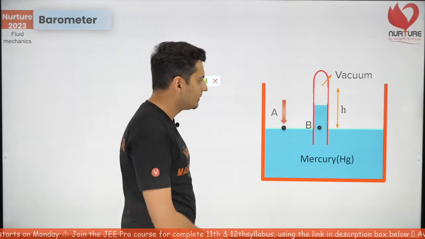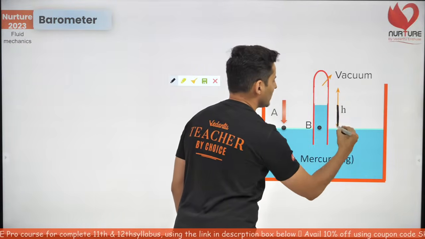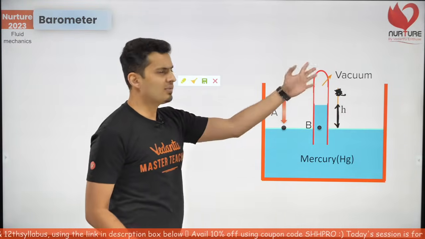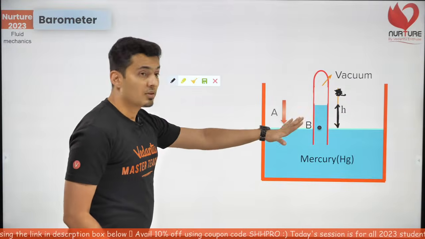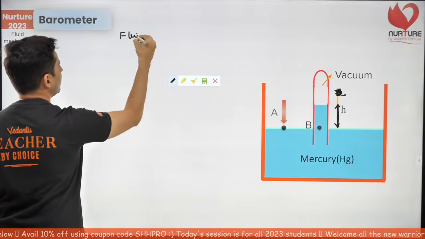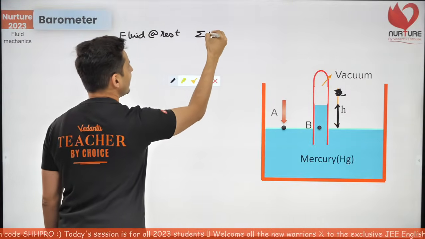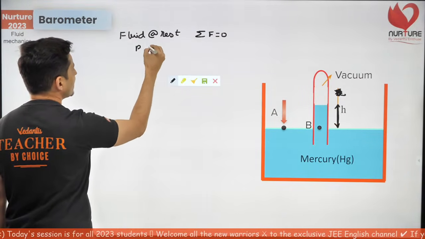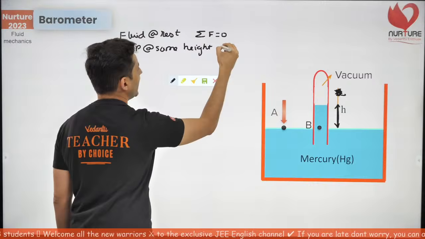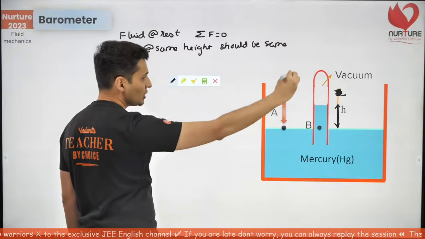Now there is a limit till which it can go, and that limit is, let's say, height h. Fair enough. Now what's exactly happening? Let's say the water reaches this height. So this is your height, not this one. Just ignore this. There's a vacuum created over here. We all know this is fluid at rest. In a fluid at rest, what should happen? Net force should be 0, and pressure at the same height should be the same, correct?